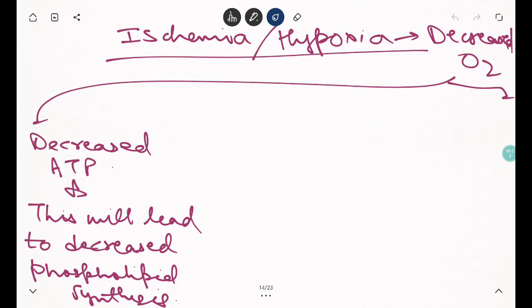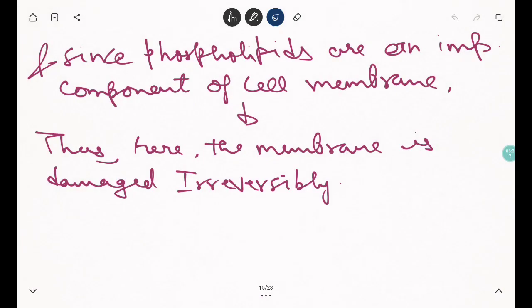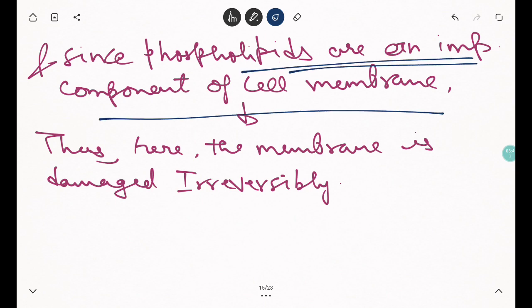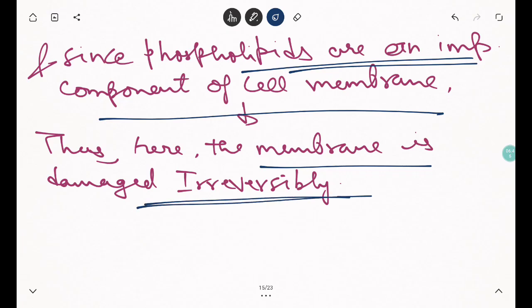But now starts the irreversible cell injury. So this is an ischemic or hypoxic cell, that is, decreased oxygen. We consider decreased oxygen simply. First is decreased ATP. What will happen when ATP is decreased is that phospholipid synthesis will also decrease, because in every synthesis we require energy. Since phospholipids are an important component of the cell membrane, the membrane is damaged irreversibly. Since phospholipids are not present, the membrane structure will not be complete, so the cell membrane will be damaged irreversibly.